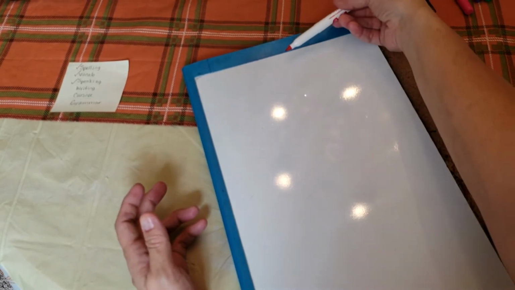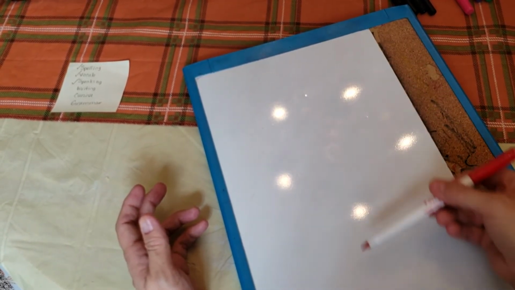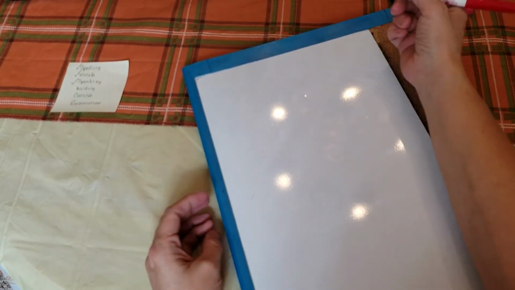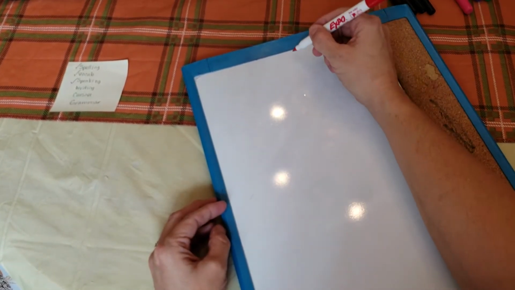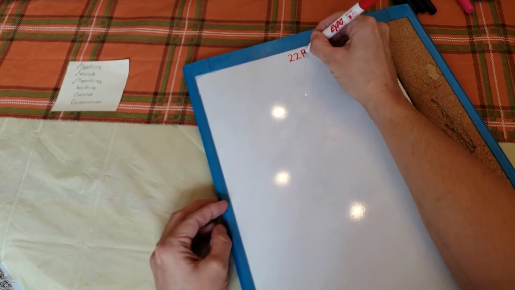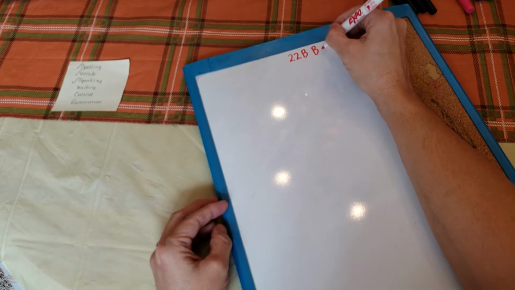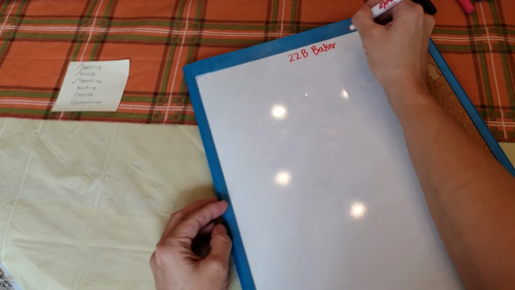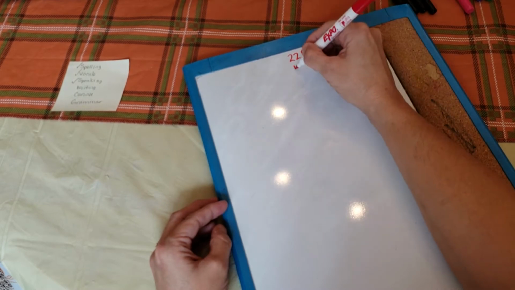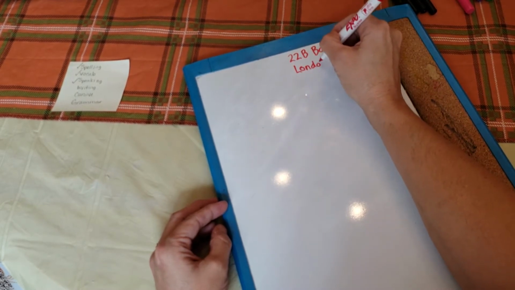We're going to find that middle part of our paper, and then we're going to write an address, your address up here. I'm not going to write my address. I'm going to write a different address. Your parents might know what this address is. 22B Baker Street, London, England.